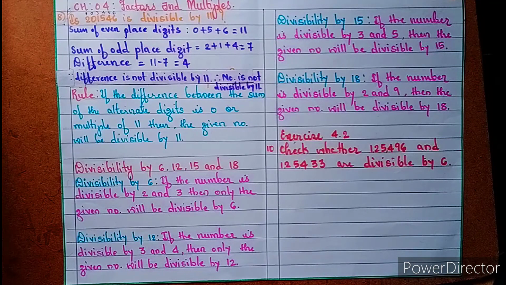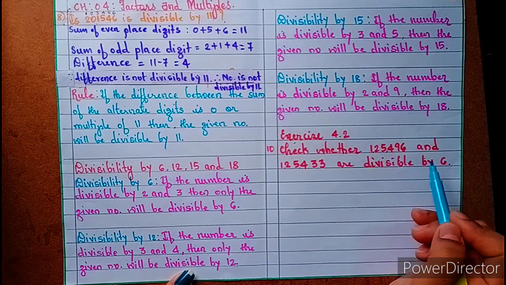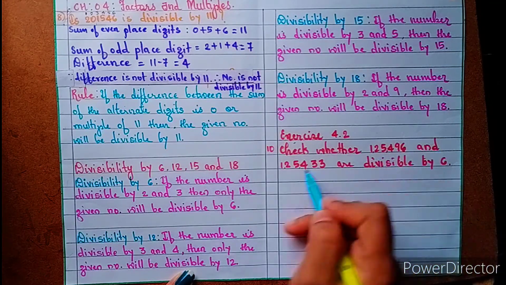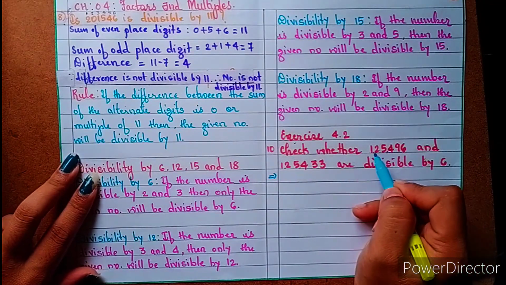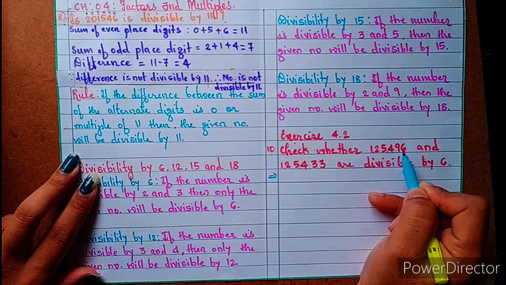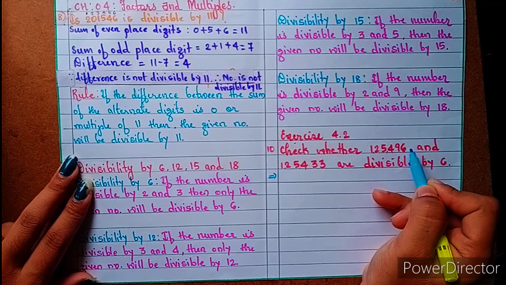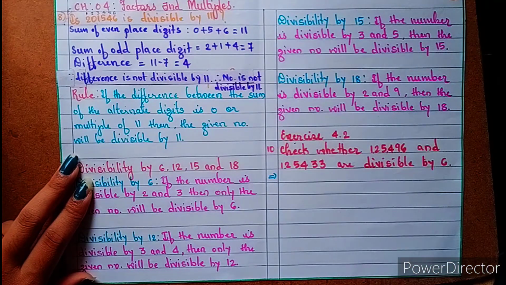To check whether a given number is divisible by 6 or not, first we shall check whether the given number is divisible by 2 or not. So let's write, as the number 1,25,496 ends in 6, that is an even number. Therefore, this number is divisible by 2.